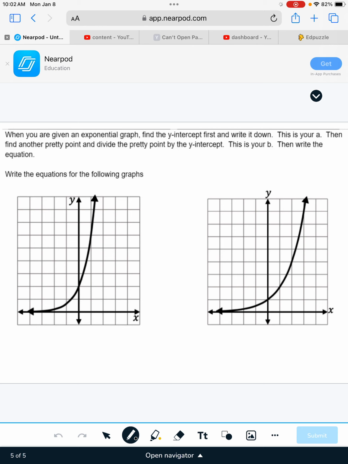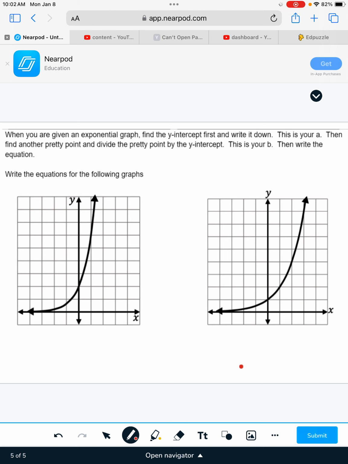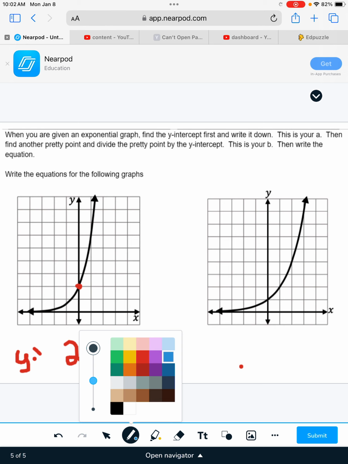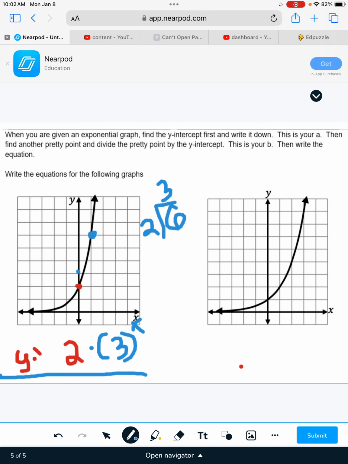Next, I want to go ahead and take a look at this graph and be able to find what the equation for it is. Once again, I want to start with my y-intercept. I see here the number 2. That's my a. That's y equals 2 to start. Then I notice my next pretty point is here. If I count 1, 2, 3, 4, 5, 6, that is on the number 6. If I take the 6 and divide it by 2, I get the number 3. That means that this is 2 times 3 raised to the x, and that is my equation there.